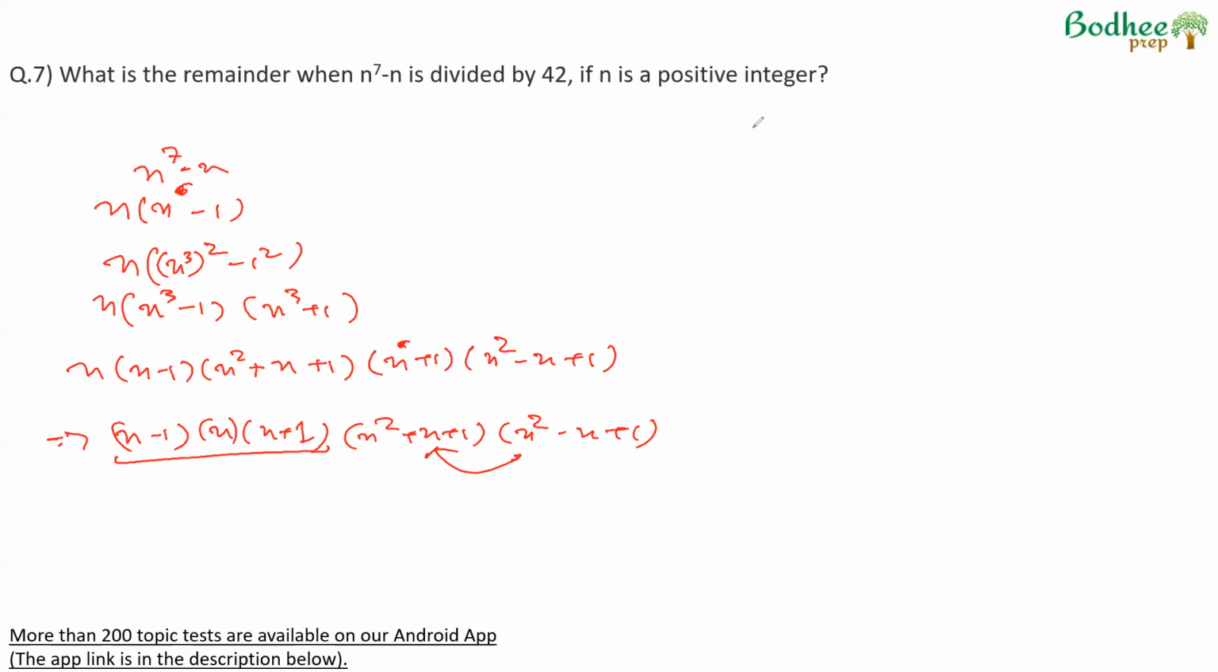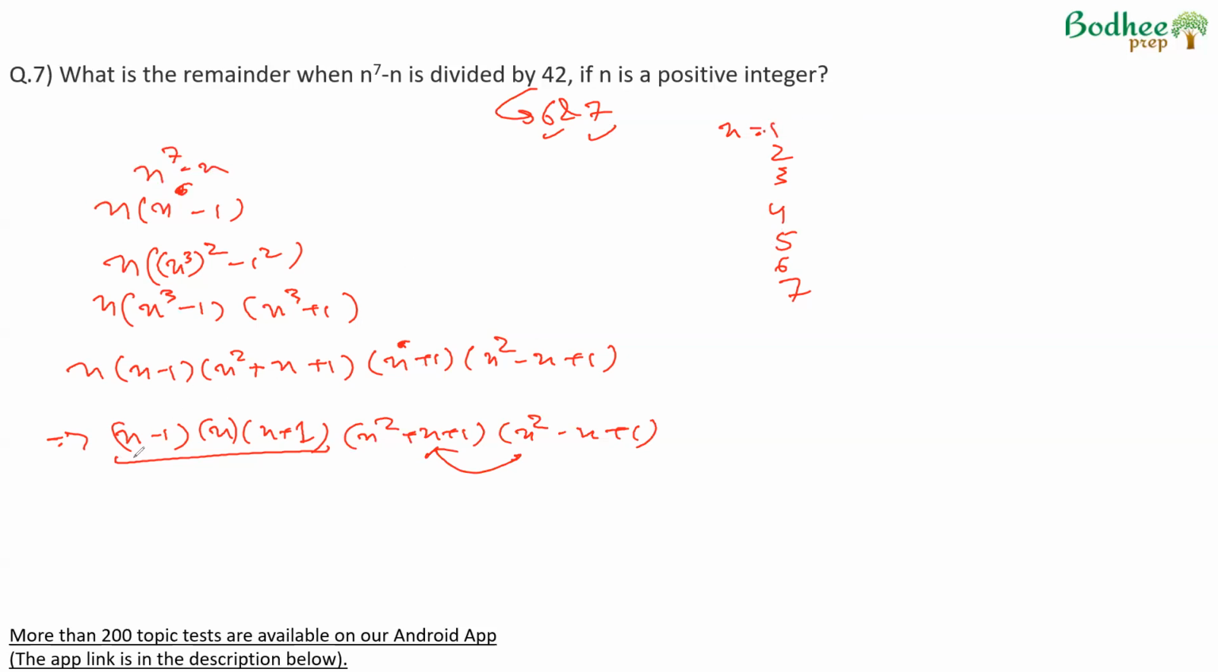What we can do is put n as 1, 2, 3, 4, 5, 6, 7 and check. Because if it happens for these 7 numbers, it will happen again, because divisibility by 42 is nothing but divisibility by 6 and 7. If a number is divisible by both 6 and 7, it will be divisible by 42. So if we check for all of these values of n, we would have checked for all the 7 values.